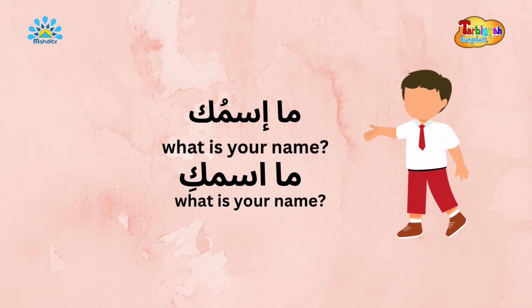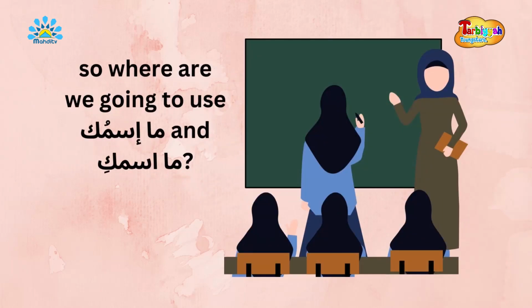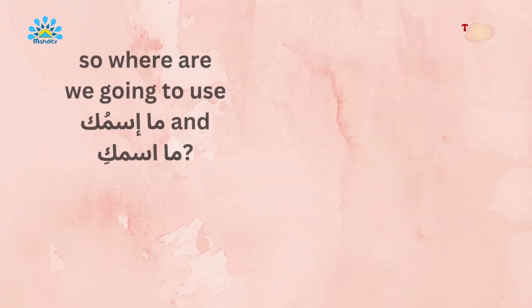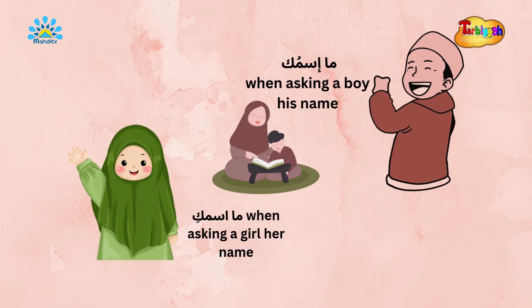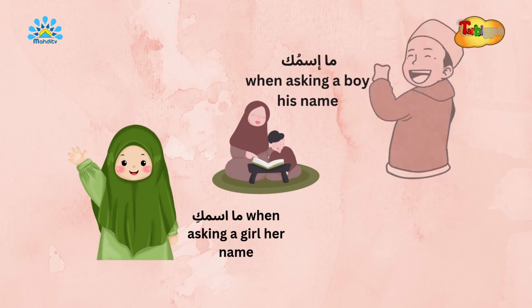So where are we going to use Ma ismuka and Ma ismuki? We will use Ma ismuka when we want to ask a boy what is your name. And we will use Ma ismuki when we want to ask a girl what is your name. For example, you want to ask your sister what is your name, you will use Ma ismuki. And when you want to ask your brother what is your name, you'll use Ma ismuka.